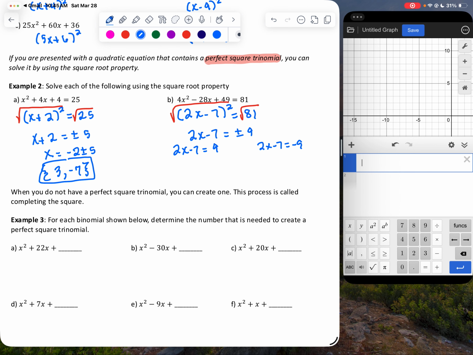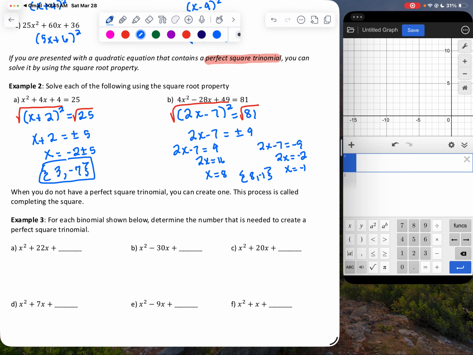So add the 7 to get 2x equals 16, and then divide by 2 to get 8. Over here, add the 7 to get 2x equals negative 2, and then divide to get negative 1. So our solution set is 8, negative 1.